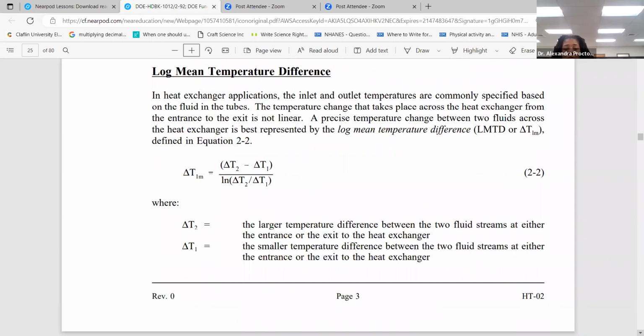And remember, delta is final minus initial. So delta T2 is the larger temperature difference between the two fluid streams at either the entrance or exit of the heat exchanger. Delta T1 is the smaller temperature difference between the two fluid streams at either the entrance or the exit of the heat exchanger.